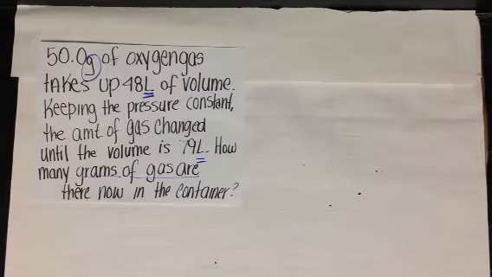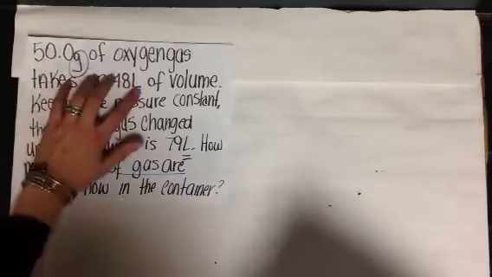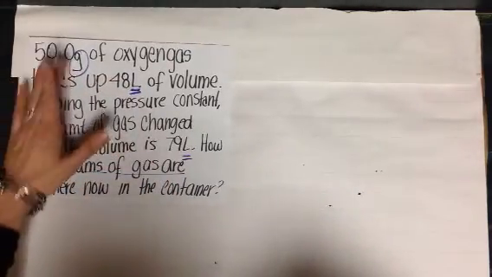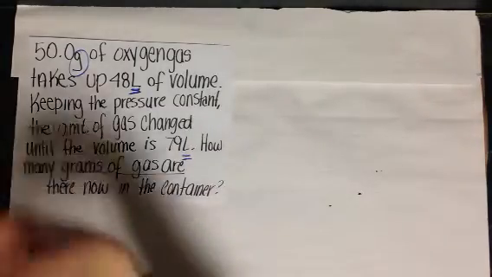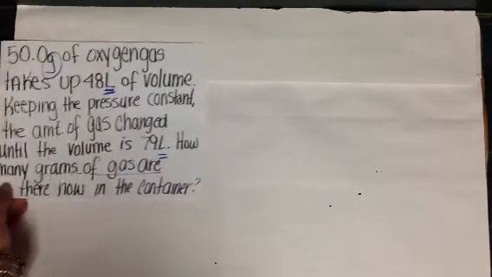Okay, so how do I know whose law this is? Well, I notice I've got different units here. I've got liters and I've got grams. Grams? His law never had grams in it. So I know that I can take my grams and convert them into moles. So now I know I have moles and volume. Moles and volume, that's Avogadro. Remember, nobody's law has grams in it.